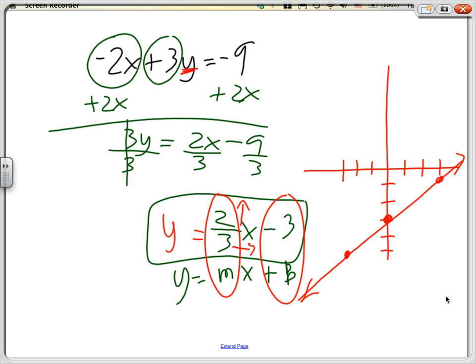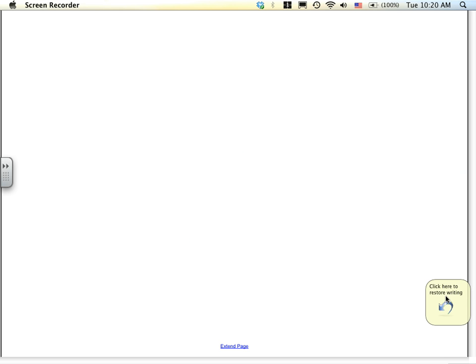Is that easy? Okay, so I showed you the technique: if I give you a form that doesn't look like the slope-intercept form, you gotta make sure you put it back in the slope-intercept form before you start graphing. Identifying the slope, intercept, then graph. Okay.